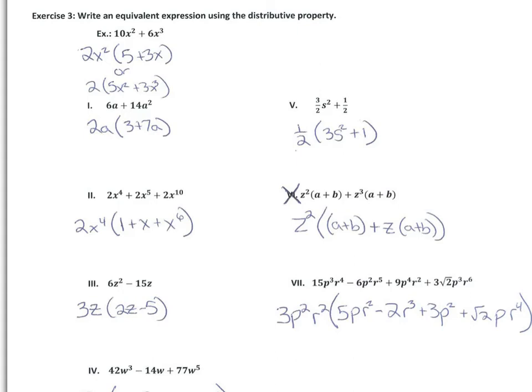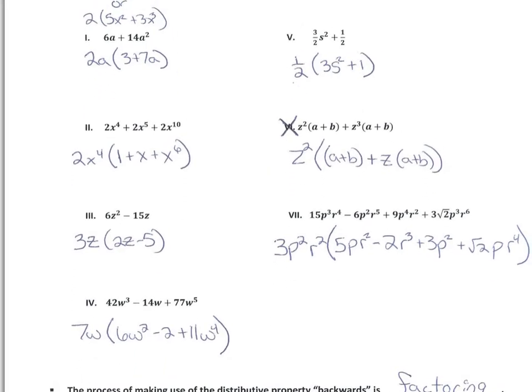Number 4 must be down here a little bit more. This time I have 3 terms, so I'd look to see what's common in all 3. They're not all even, so I can't take out a 2, but they do all have 7 in common. And they all have at least 1 w in them. 7 times 6 is 42, and I need 2 more w's. 7 times 2 is 14, and I don't need any more w's, and it's a minus there because it's a negative 14. And then 7 times 11 is 77, and I only took 1 w out, so I need 4 more.